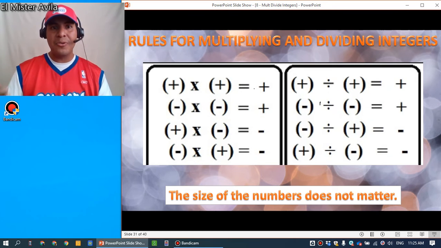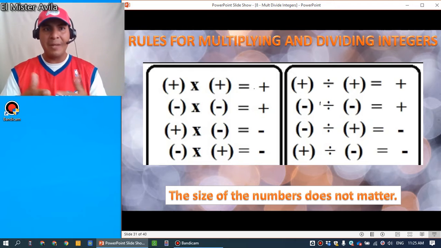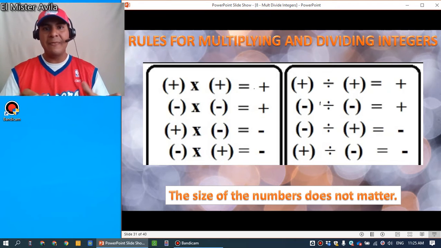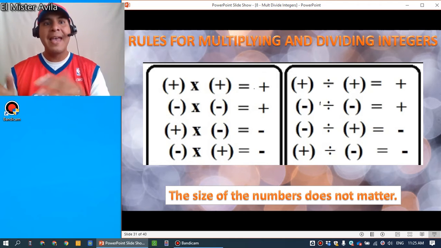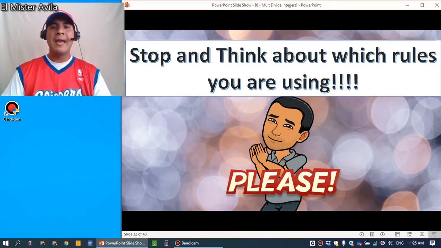Because as you go through these problems, you need to think about what's happening. You have to read the problem and stop and think. Are you adding, subtracting, multiplying, or dividing? And then you know which rules to use. After a while, you're not going to need to look at the rules, but for now, you need to look at the rules to understand this.